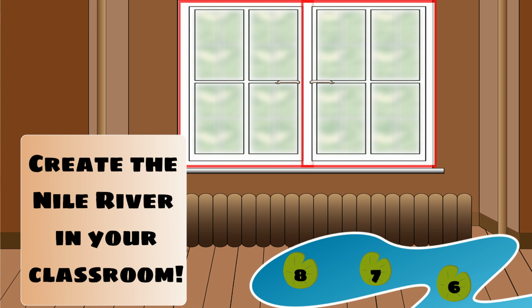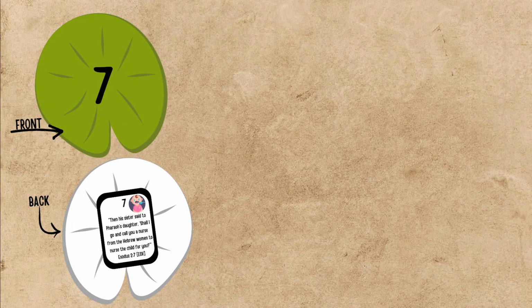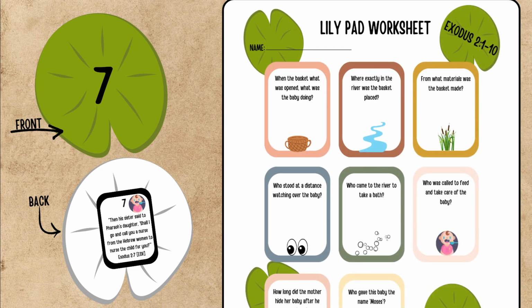A paper or fabric river runs through your classroom, boasting 8 lily pads, which allows you to talk more in depth about the materials the basket was made from, the meaning of Moses' name, the names of Moses' family members as found elsewhere in Scripture, and more.